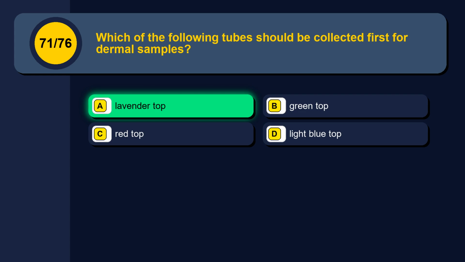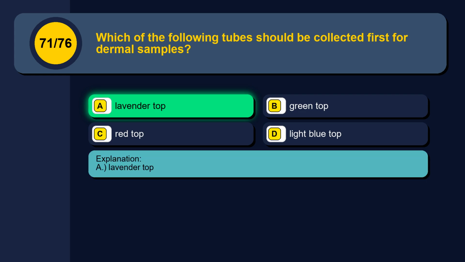The correct answer is option A, lavender top.